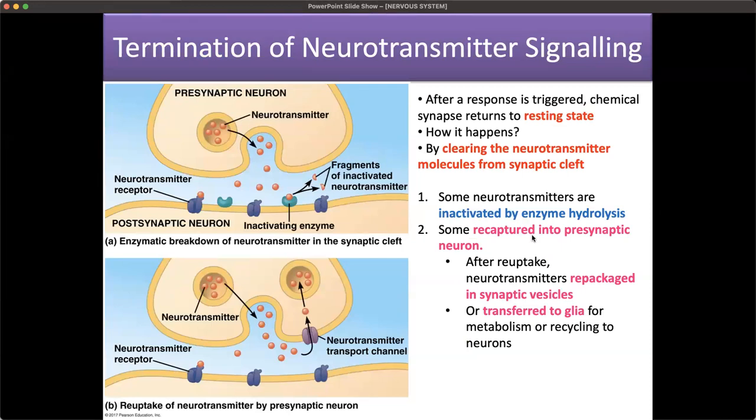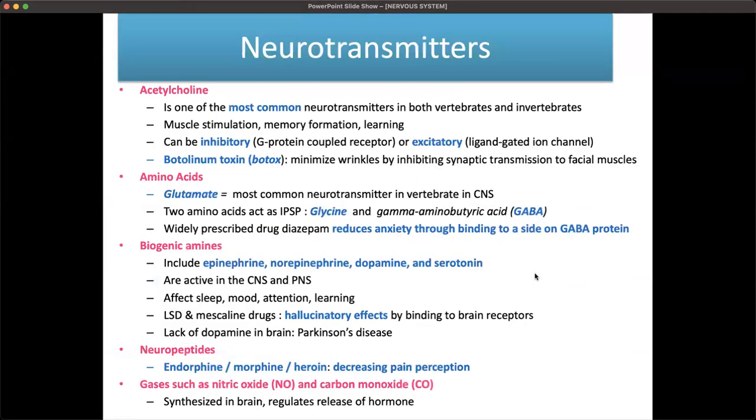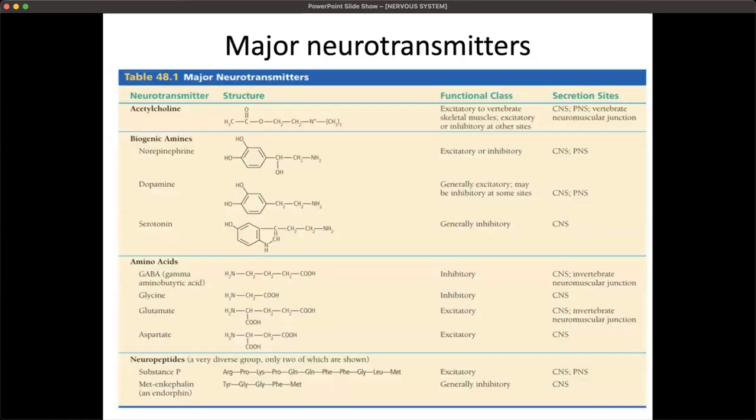Some of them is going to be recaptured into the presynaptic neuron. It goes back into the original place because there's a channel over here. Meaning you can recycle the neurotransmitter. We don't want to waste it. So we just repack and then reuse. Okay, so these are some of the neurotransmitters. Actually, you can read it. So we have acetylcholine, the most common neurotransmitter in both vertebrates and invertebrates. And then we have the amino acids, biogenic amines, neuropeptides, and also some of the gases such as nitric oxide and also carbon monoxide.